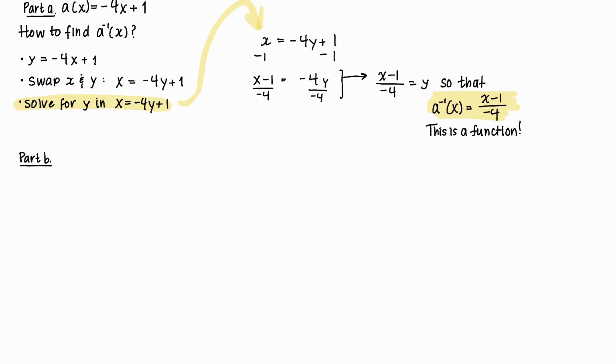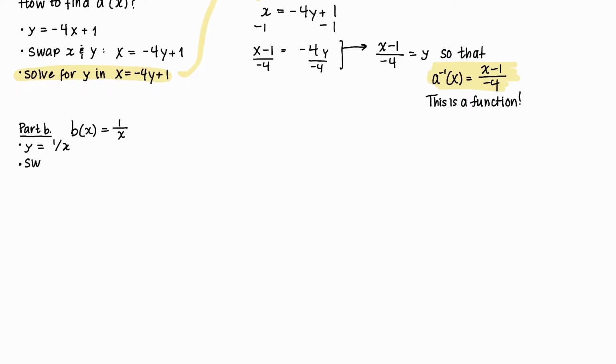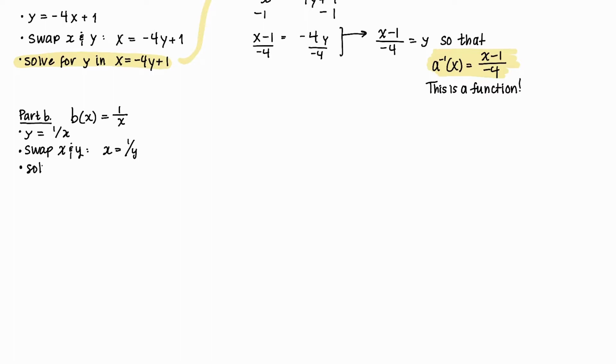So part B gives us that b of x is equal to 1 over x. I'm going to go through the steps again. So I'll write y is equal to 1 over x. Then I'm going to swap x and y to get that x is equal to 1 over y. And then I'm going to solve for y in x equals 1 over y.